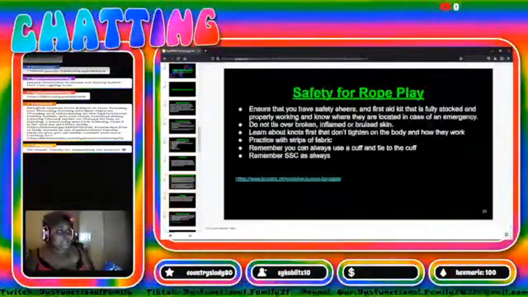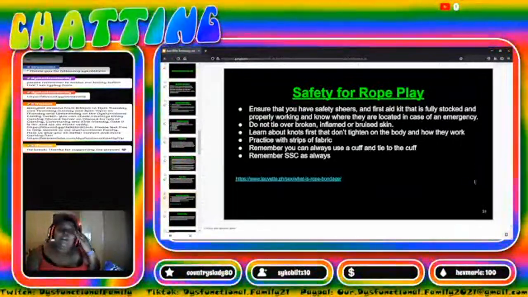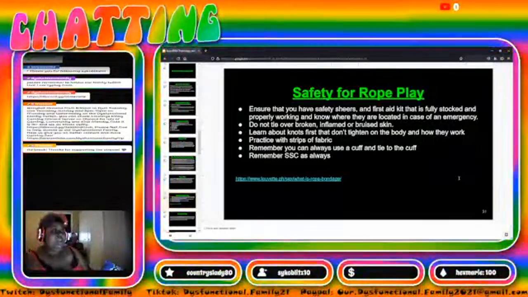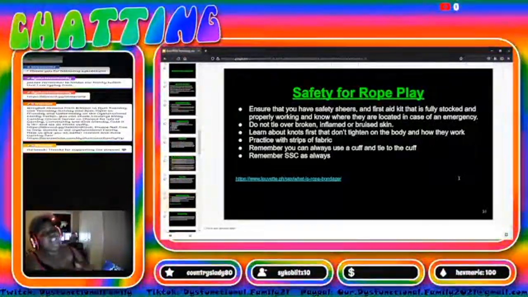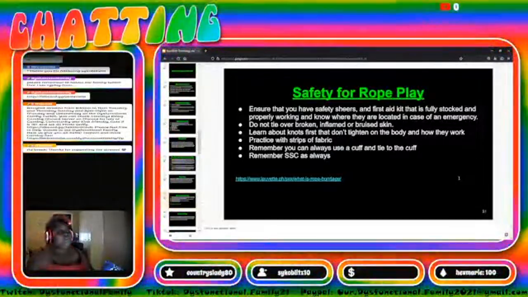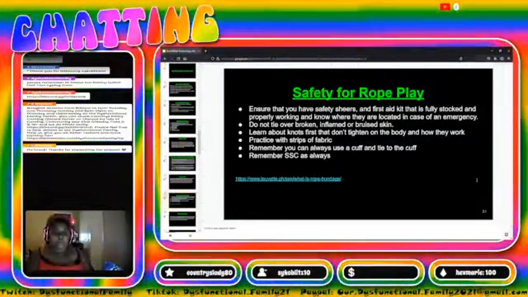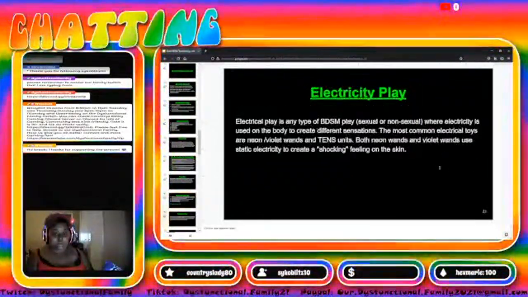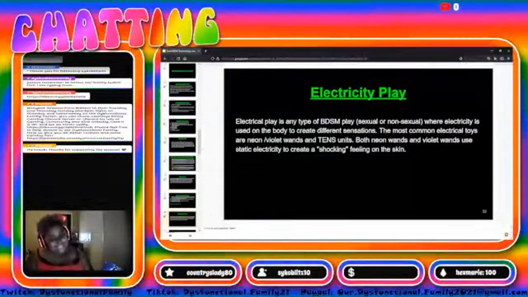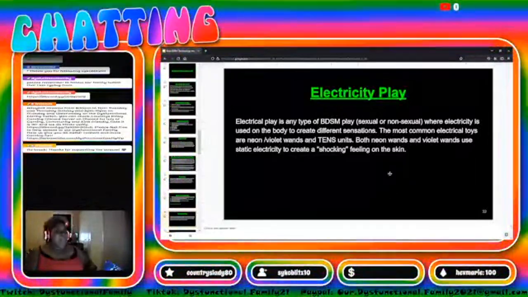Okay, so let me get back on topic here. When you're doing role play, something you can always work on is you can work with a cuff and tie it to the cuff. And of course, remember SSC: safe, sane, consensual. Well, if you're poking that wolf, make sure you have consent to poke that wolf. That's all I'm going to have to say on that.